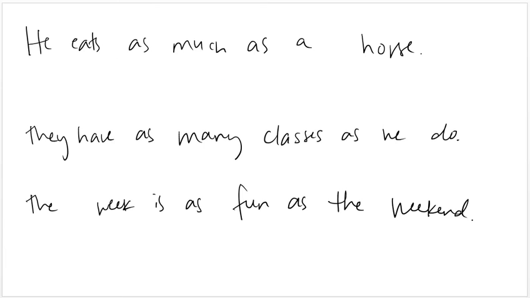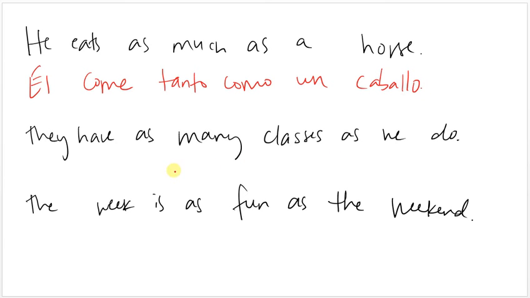Okay, so if I want to say he eats as much as a horse. He eats, come, as much as. I know I'm saying as much. I know I'm comparing a verb. So if I'm comparing a verb, then I'm going to have tanto como with nothing in between. Él come tanto como un caballo, which is how you say horse.